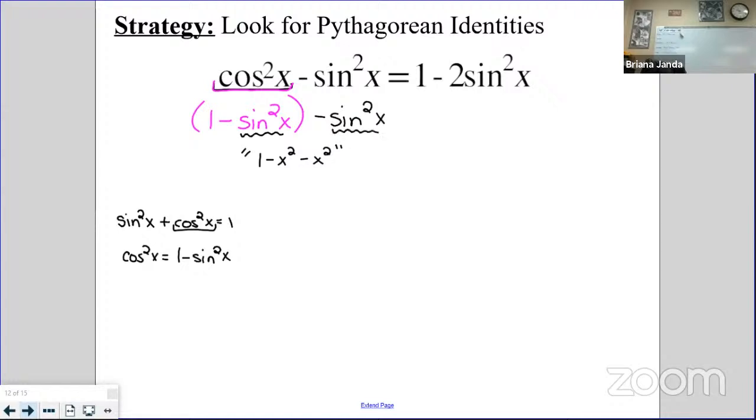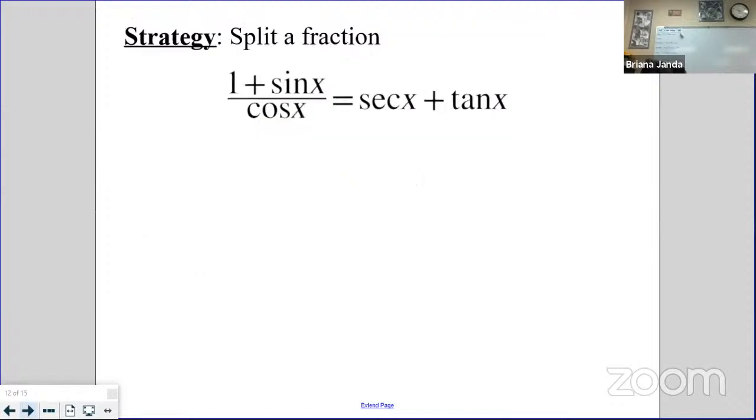If I have negative x squared minus x squared, it would be negative 2x squared. Very similar with my sines and cosines. Negative sine squared minus sine squared would be negative 2 sine squared, which is exactly what we were trying to match. Done. Questions? All right, let's keep going.